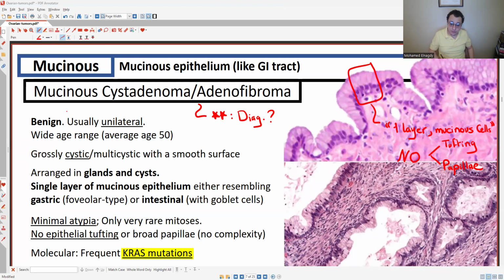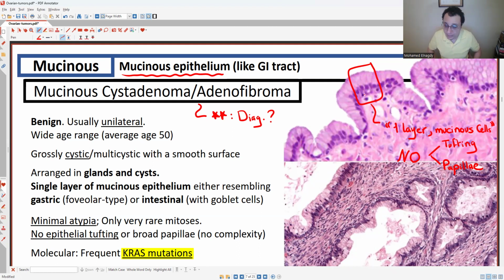Now let's move on to the mucinous. Mucinous means I see mucin. I see mucinous epithelium. The mucinous epithelium always looks like GI epithelium. It looks like either foveolar epithelium of the stomach or colon epithelium, like the one that you find in colonic acini. What are the types? What are the flavors? Well, we have the benign flavor, borderline flavor, and malignant flavor, as always. So we have mucinous cystadenoma, borderline mucinous tumor, and mucinous cystadenocarcinoma.